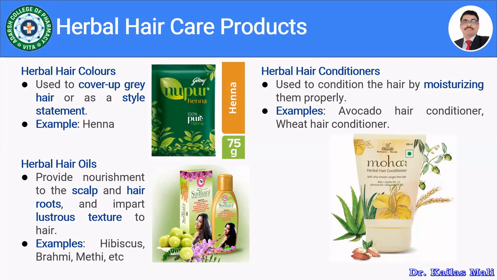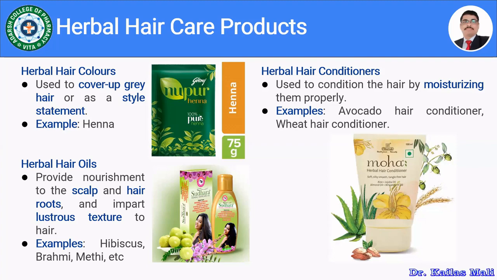Then herbal hair oils, they are going to provide the nourishment to the scalp and hair root and impart lustrous texture to the hair. For example, hibiscus, brahmi, methi, almond. These are the certain basic ingredients which are going to be used to prepare the herbal hair oil.